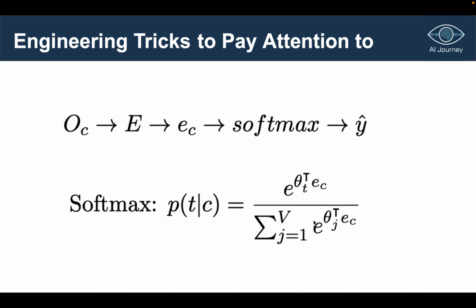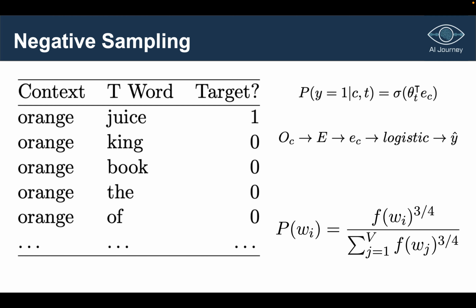I'm also going to give you a hint about some engineering tricks. You see the summation in the denominator of a softmax; this is a very costly summation. To get around it, instead of a softmax we can do individual sigmoids. We augment our data set to make it a binary classification task in which the context and target word, like orange and juice, have the label 1, and then we sample some negative examples like orange and king, orange and book, orange and the, and assign those a 0 label. Those are not targets of each other, and we try to do a logistic regression.